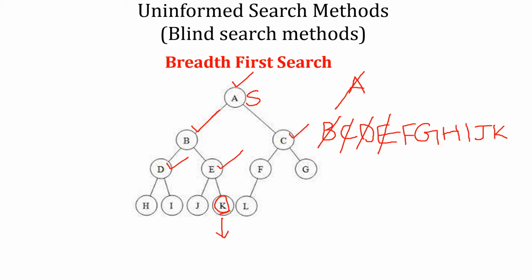Next in the queue, the unvisited node is F. We visit F and we check whether it is a goal. It's not the goal. So we add the child of F, which is L. Then we check G. It's not the goal. It has no children. It's visited. And then in the queue, H is the unvisited node. That's not the goal. Then I is not the goal. Then J is not the goal. And then comes K, which is the goal state. This is how the breadth first search is performed.